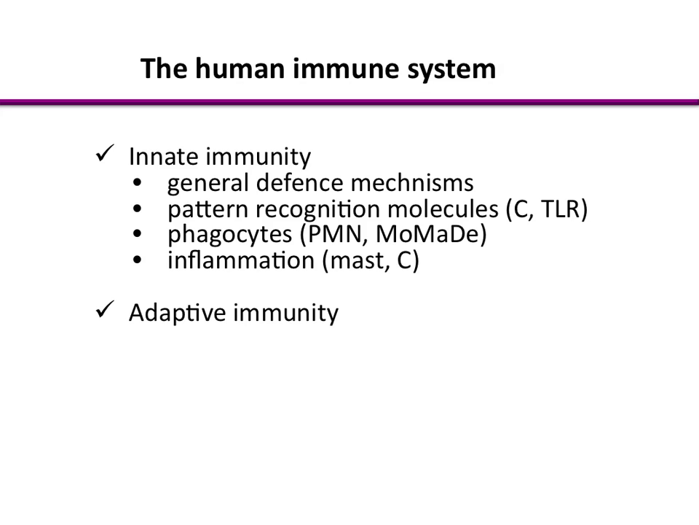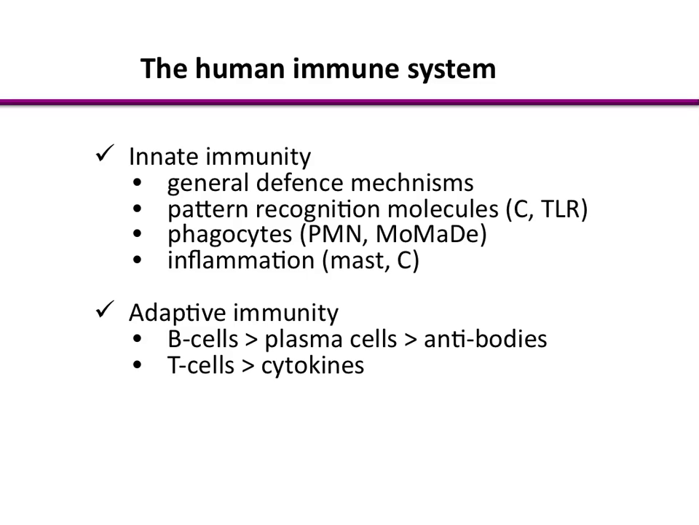Then, of course, as vertebrates, we also have adaptive immunity, cells that come from bone marrow, and the main components are B cells and T cells. B cells are responsible for antibody production, and T cells for cytokine production. Cytokines are mainly responsible for inflammation and attraction of phagocytes.